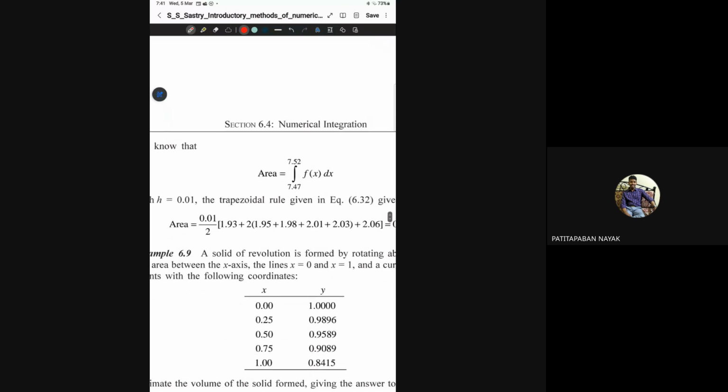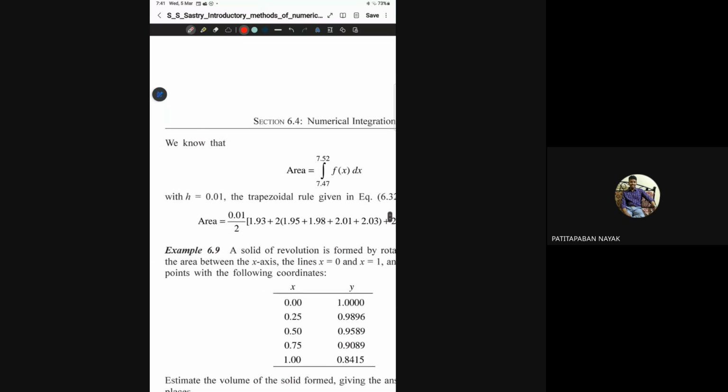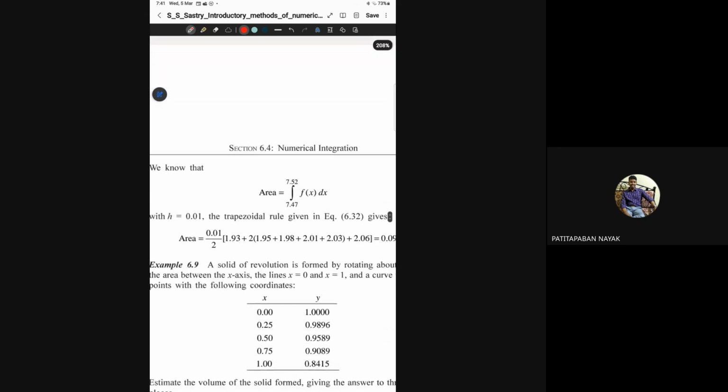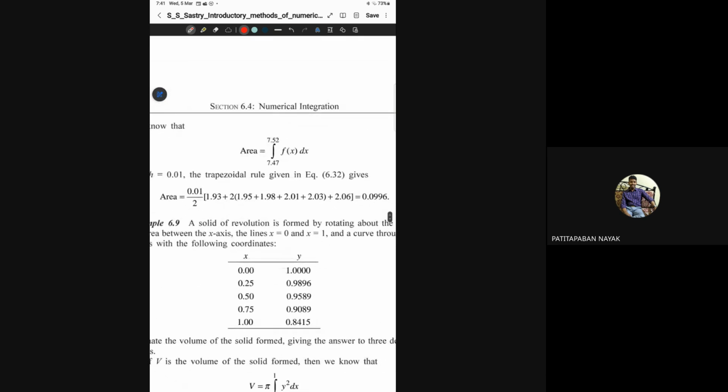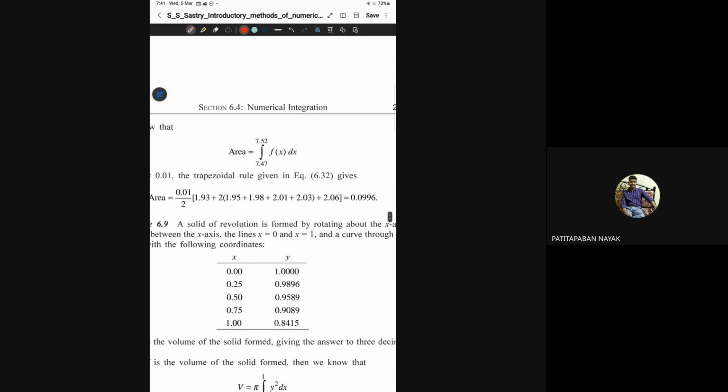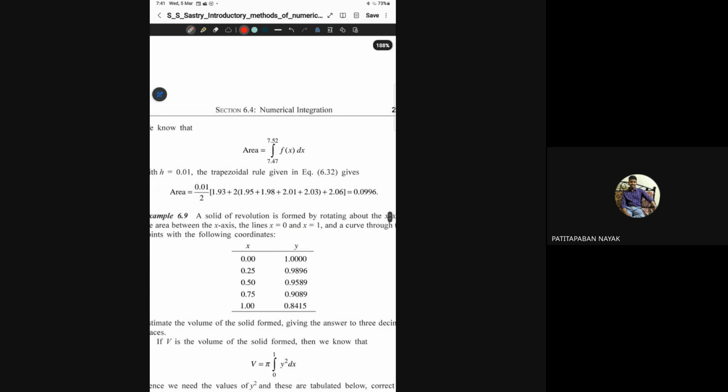The step size h is 0.01, right? The x values are 7.47, 7.48, 7.49, so the steps are 0.01. Your h value is 0.01, and you are given the values f1, f2, f3 up to f6. You start with f1 and the final one will be f6, but in between you multiply by 2. Add them and get the answer. Are you getting it?